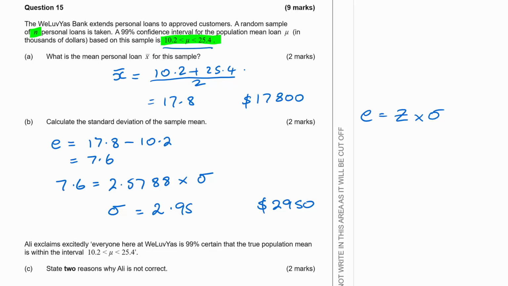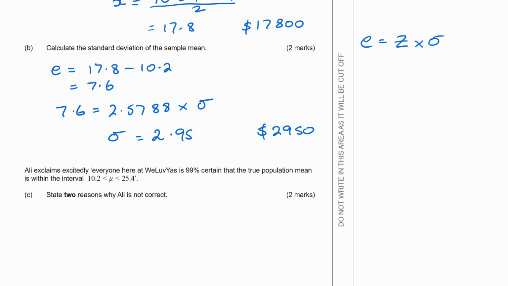Ali exclaims excitedly, "Everyone here at We Love Yous is 99% certain that the true population mean is within the interval 10.2 to 25.4." State 2 reasons why Ali is not correct. There are various things that you could say here. Any single confidence interval may or may not contain the true mean. The mean is unknown.